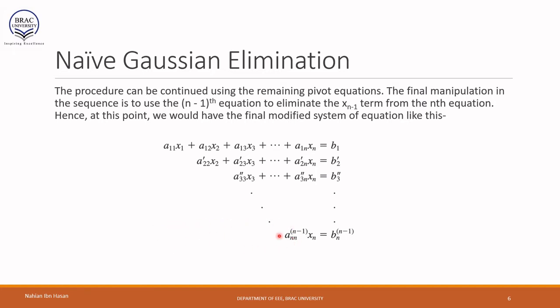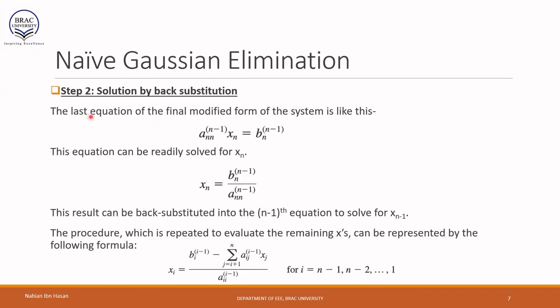Now if we look at this modified version of the original coefficient matrix, we will see that it is an upper triangular matrix, because all the elements below the principal diagonal have become 0 or vanished. Next we are going to go into the second step of our naive Gaussian elimination method, which is the solution by back substitution method.